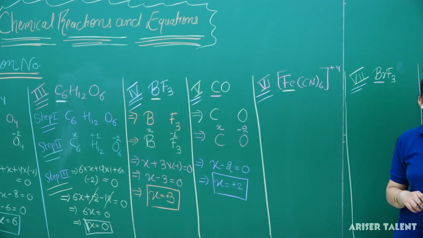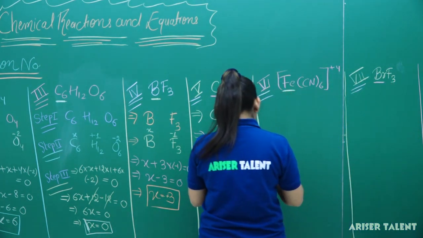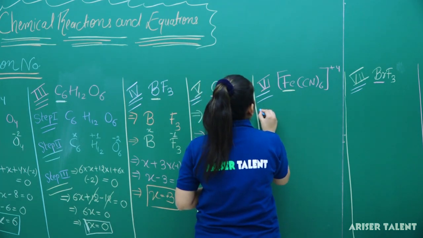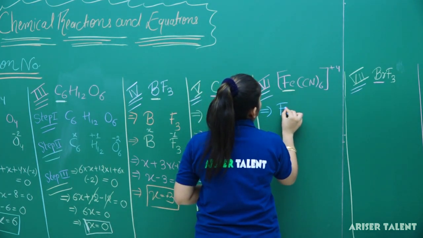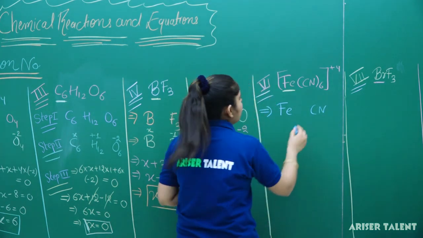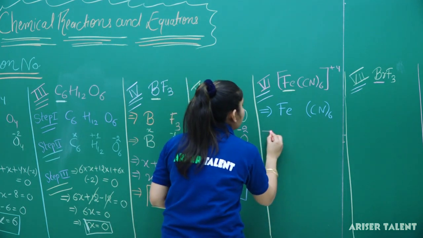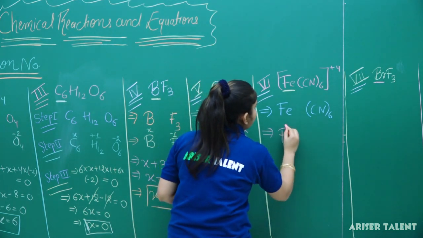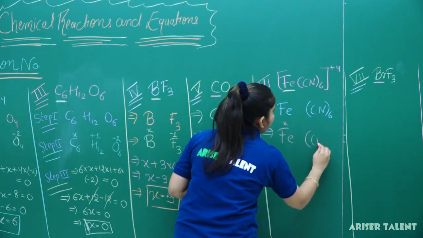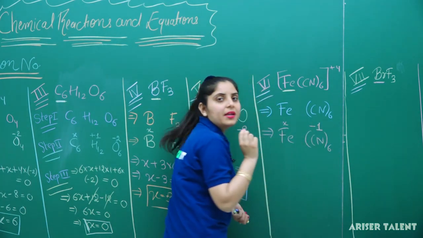It means it is ferrous cyanide. Now we will follow similar steps here. In step number 1, I am writing Fe here and CN here, CN6. Now in our next step, we are considering Fe as X, and we know that cyanide has a charge of -6 on it.